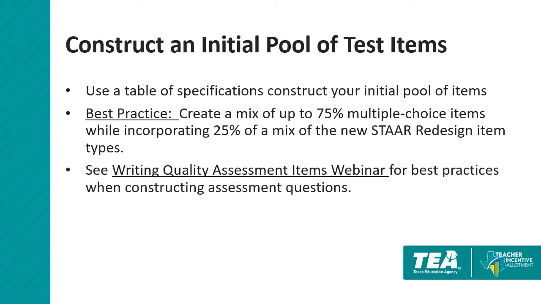Now that Ms. Lawrence has determined her item format, she is going to construct her initial pool of items. She wants her assessment to be in line with the new questions on STAAR redesign and notices that 25% of the items on the new STAAR will consist of redesigned item types. She begins to write her initial pool of items based on the objectives and uses the table of specifications to ascertain their level of difficulty.